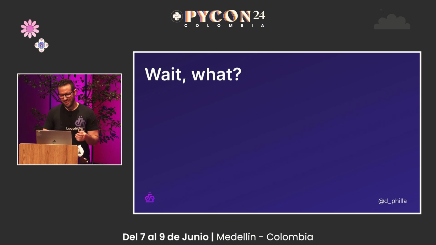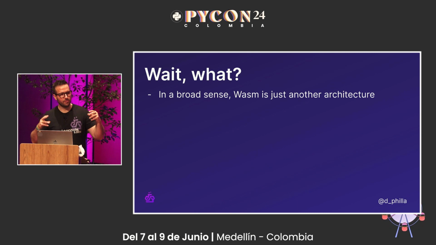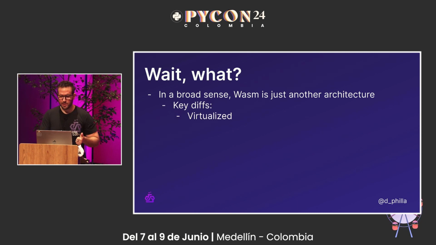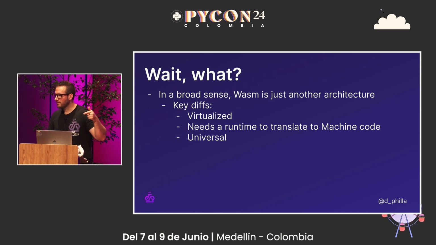So what does this actually mean? In a broad sense, it's just another architecture. It's another platform to run native code, except this native code is virtualized. So the biggest difference is that it's virtualized. It needs a runtime to translate the WebAssembly code into machine code on whatever native platform that you're on. And it's universal, right? So everyone here who has a browser that is either Edge, Firefox, Chrome, whatever, has a WebAssembly 1.0 runtime in it. Browsers can run two things, JavaScript and WebAssembly, with two different engines, right?